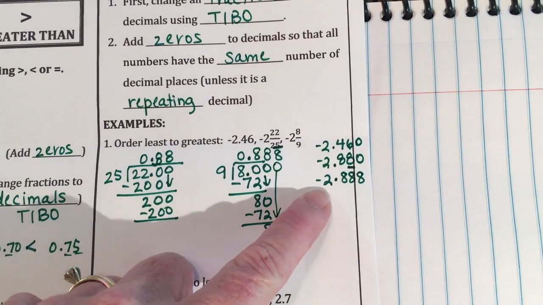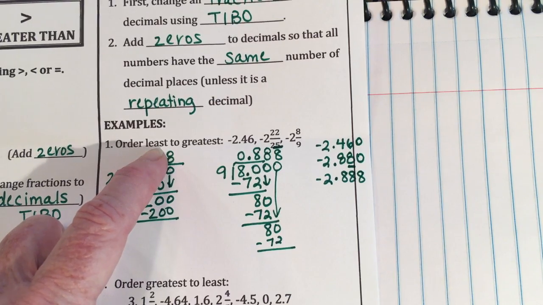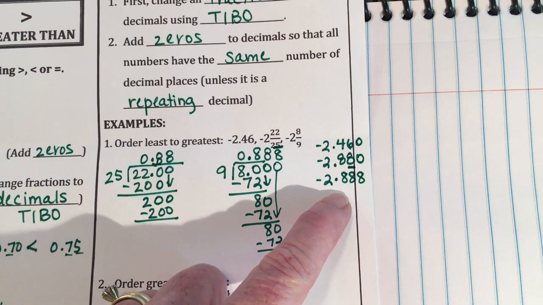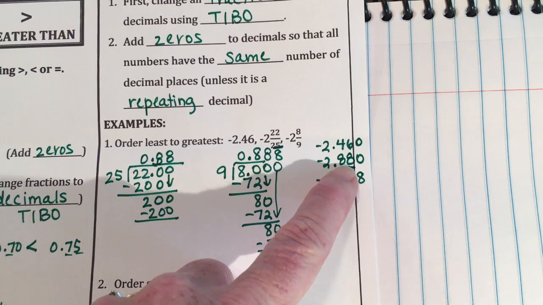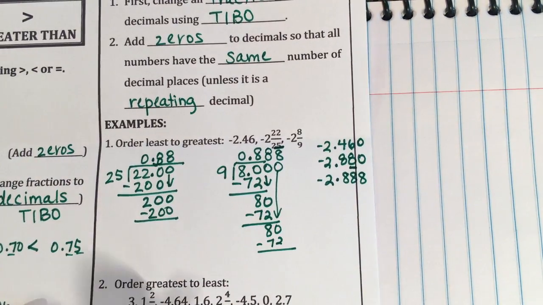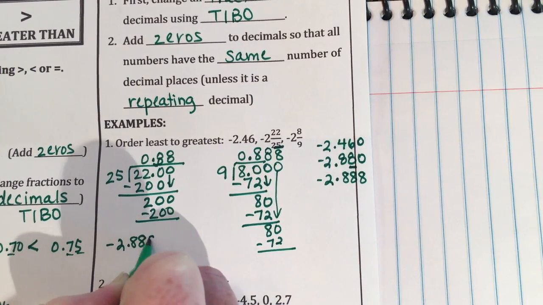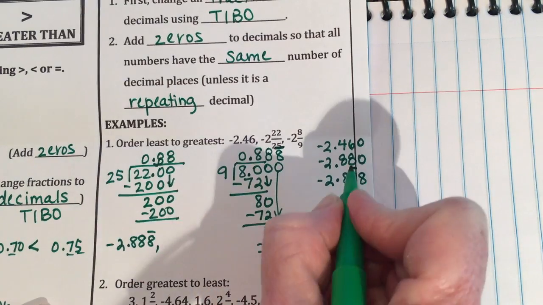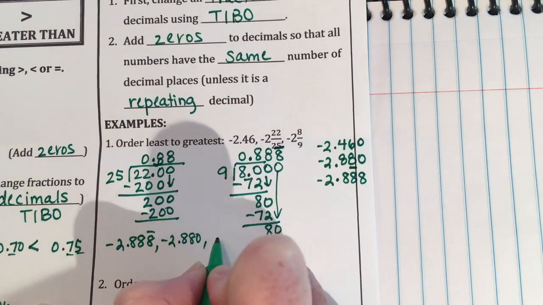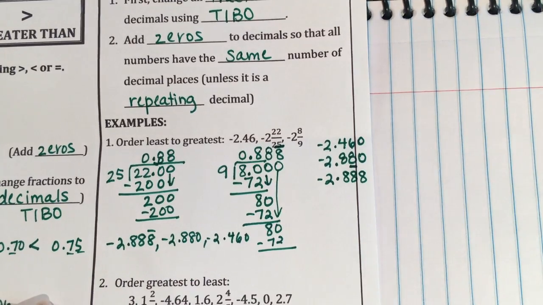I know which one to put first or second. All right, these are negative numbers, so it's the opposite of what I think. I'm going least to greatest. So the least is really like the biggest negative. Which one's the most negative? Was it 888 or 880? This is the biggest. So it actually comes first. It's the furthest to the left on the number line. So that would be negative 2.88 repeating. Then what would come next? Negative 2.880. And then what? Negative 2.460. All right, so these are in order least to greatest.